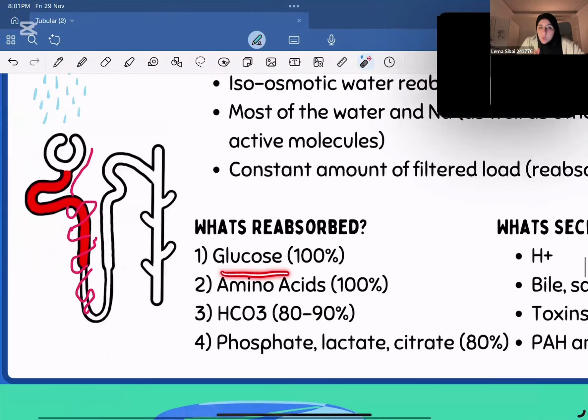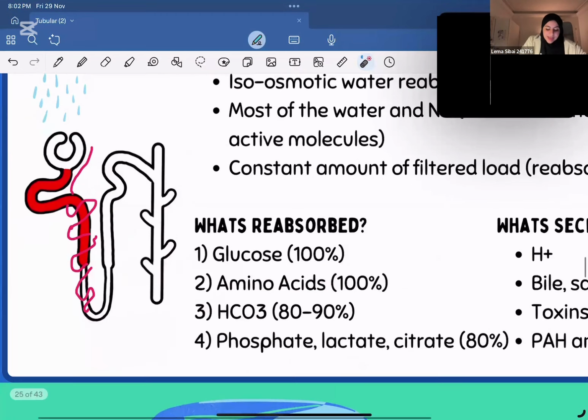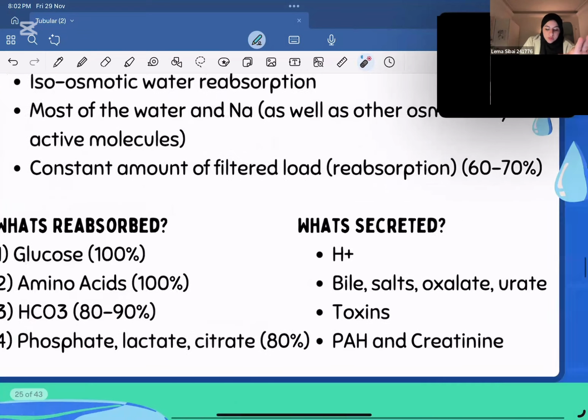Glucose is always reabsorbed in the proximal tubule, 100% of it. You can't find any glucose after the proximal tubule. And other than glucose, amino acids and bicarbonate. Amino acids and glucose are the only ones that are fully reabsorbed in this section of the nephron. Bicarbonate isn't entirely reabsorbed, and it will be reabsorbed in other parts. Glucose and amino acids are the only ones that are fully reabsorbed in the proximal tubule.